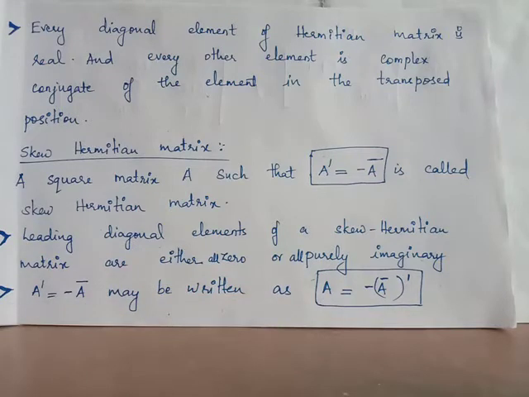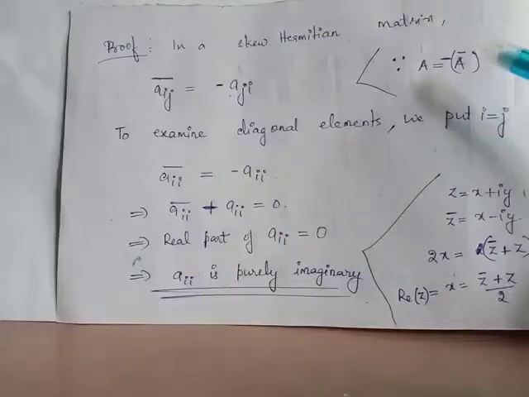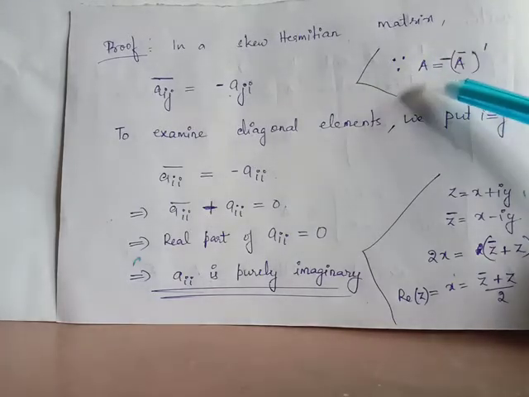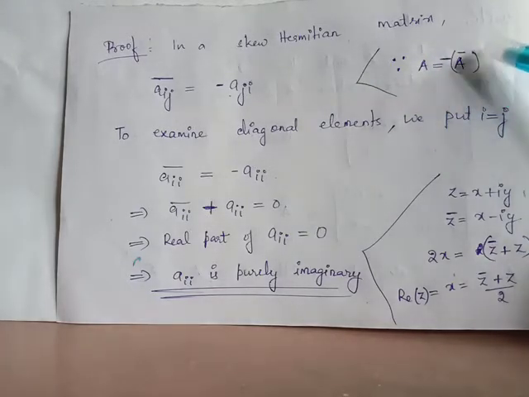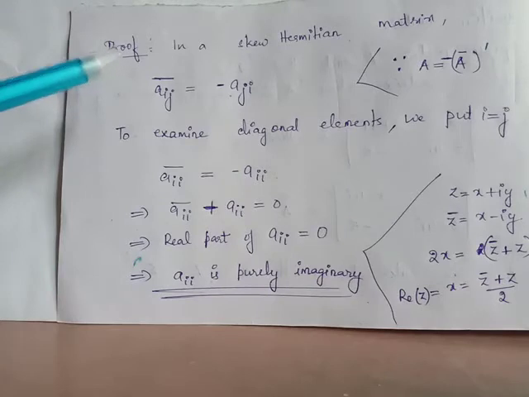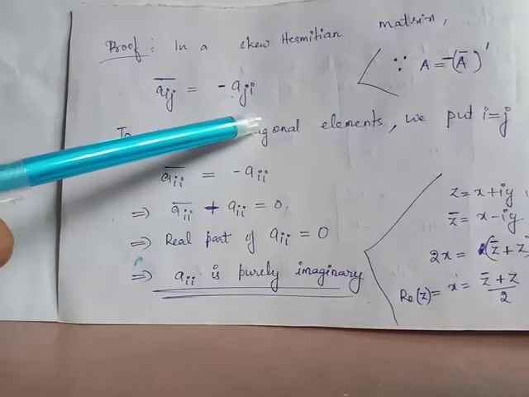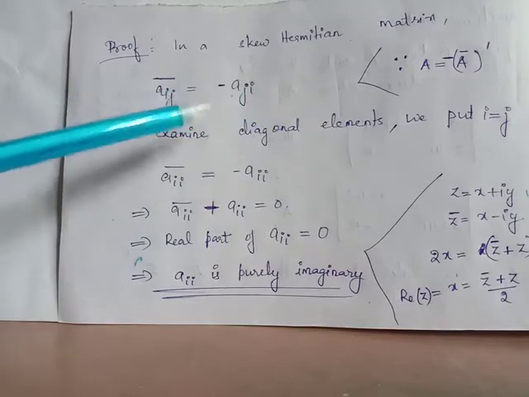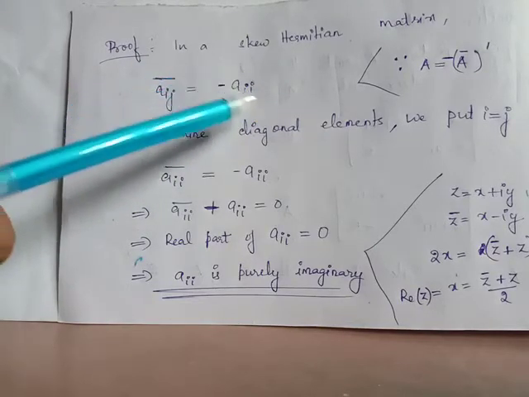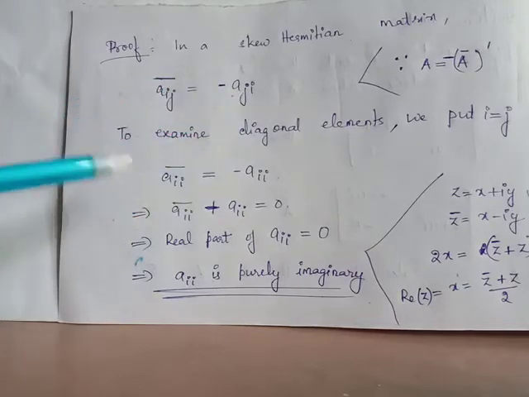For a skew-Hermitian matrix also, the principal diagonal elements will all be 0 or purely imaginary. Let's look at the proof of this property. In a skew-Hermitian matrix, we have A equals minus of A conjugate transpose, so that we may write Aij conjugate equals minus of Aji because of the property of transpose being applied here. Aij got transformed to Aji in the RHS.